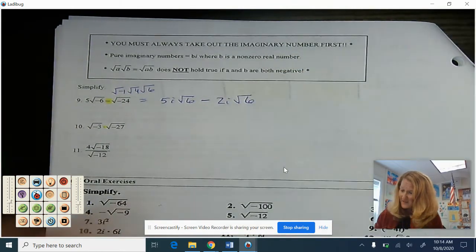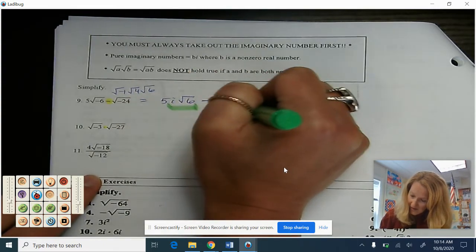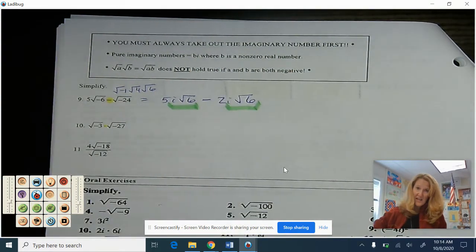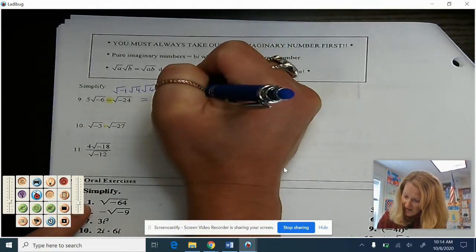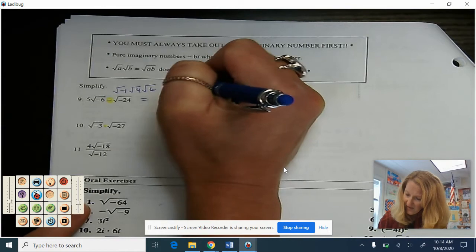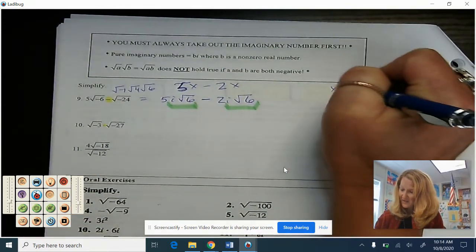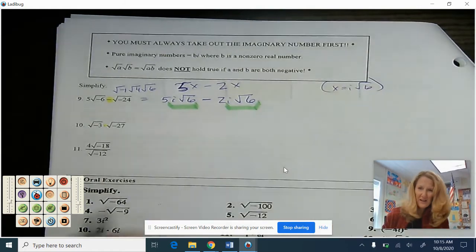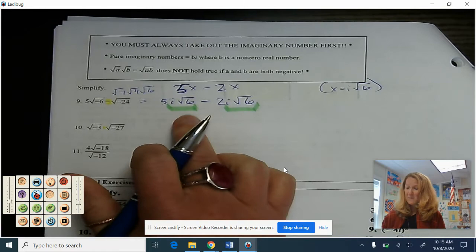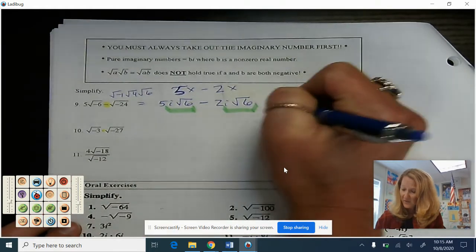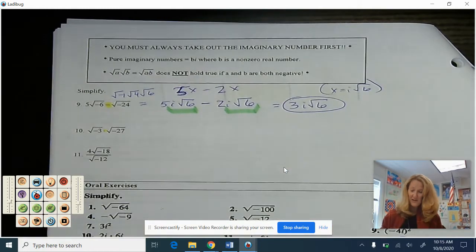Now, this part here is like x. So what this really looks like is 5x minus 2x, where x is i root 6. Okay, I wouldn't write that all out, but I just want you to think of it that way. So you have 5 of something minus 2 of something. So this is going to equal 3i root 6. And that's your final answer for that question.